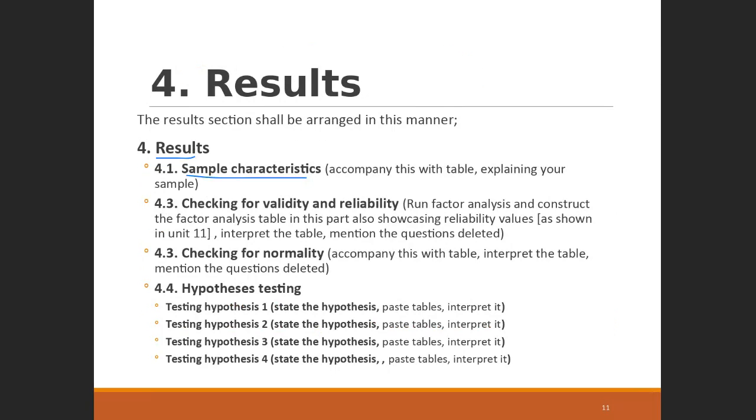This is very important for you: your result section will have these four subsections: sample characteristics, checking for validity, checking for normality, and testing for hypothesis. That's it. You just need to categorically mention here that your hypotheses are accepted or rejected. What is the p-value? What is the beta coefficient value? What is the mean value? What is the r-square value? That's it. You don't need to justify the results in this section. The results will be justified in your next section.